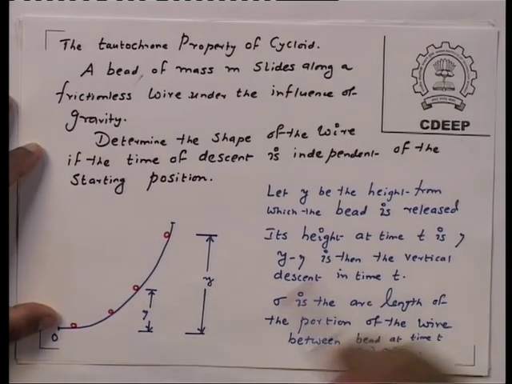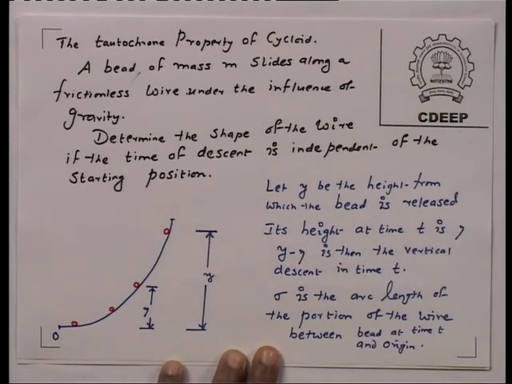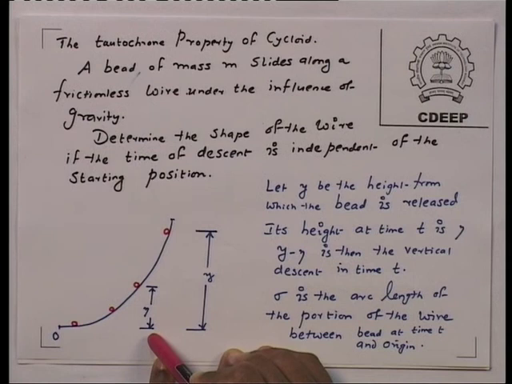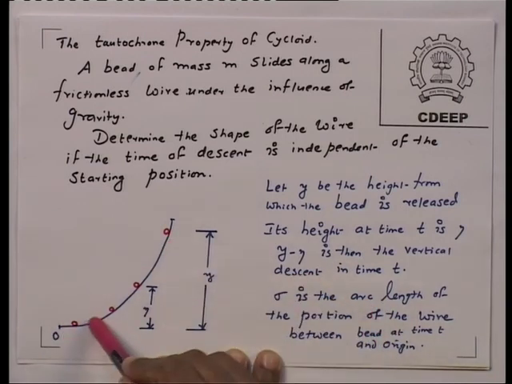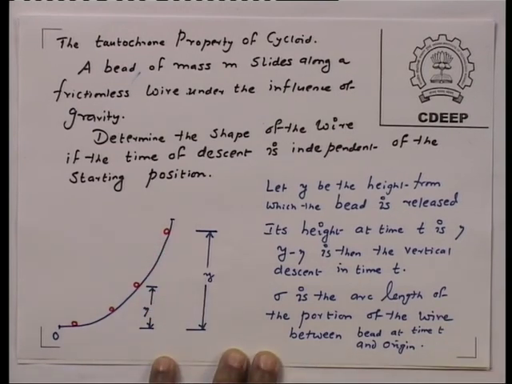Correct? Okay. So, let us take y to be the height from which the bead is released, and the bead is sliding down, and at time t let the height be eta. So, the vertical displacement is y minus eta, correct, and let us assume that sigma is the arc length along the wire measured from the origin, correct. So, what is d sigma by dt? D sigma by dt is the speed, correct.